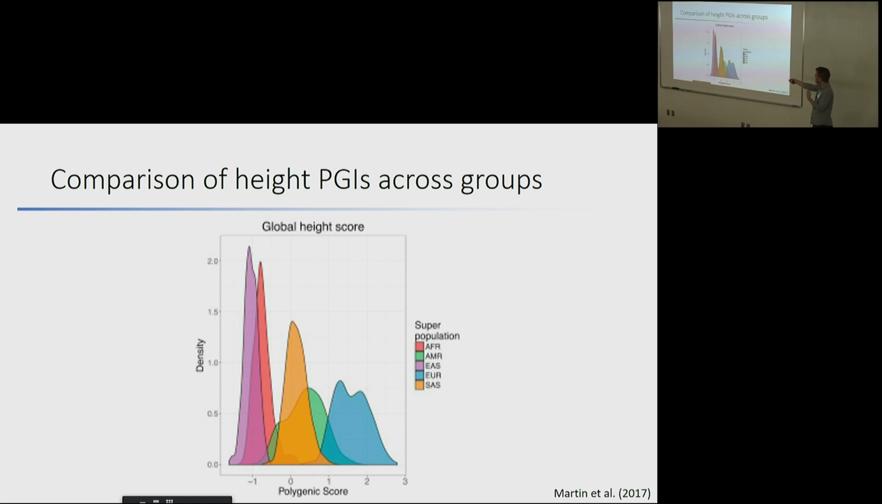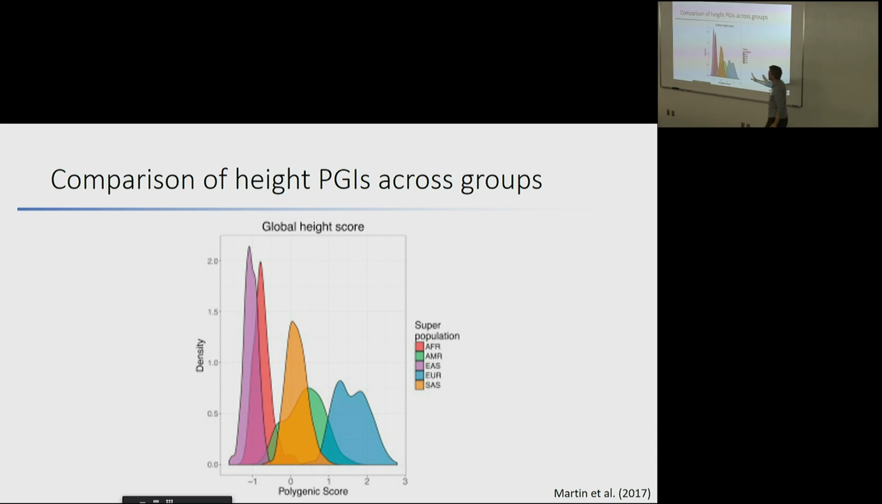These kinds of figures are what make me a little nervous, for example, about the figure that Aldo made looking at the polygenic score distributions for these different subpopulations. Because if you just did a random PGI and then looked at a bunch of different ancestry groups, these differences aren't interpretable.